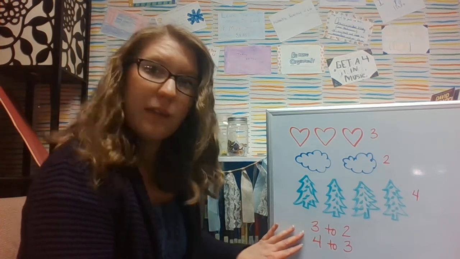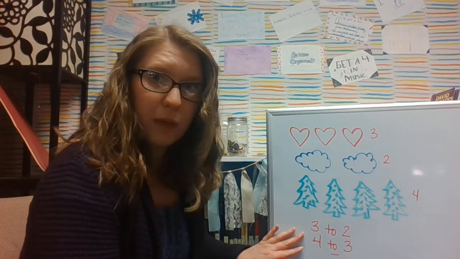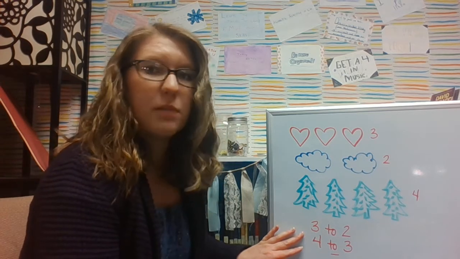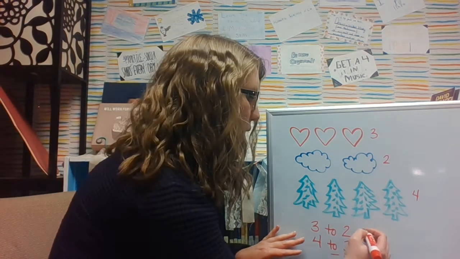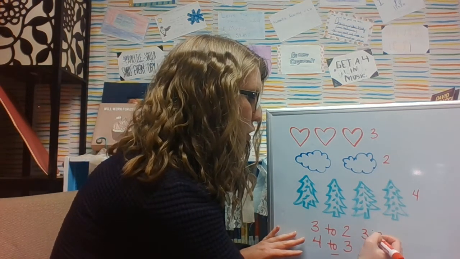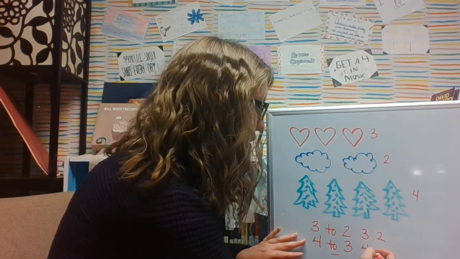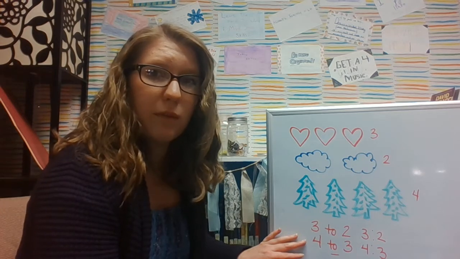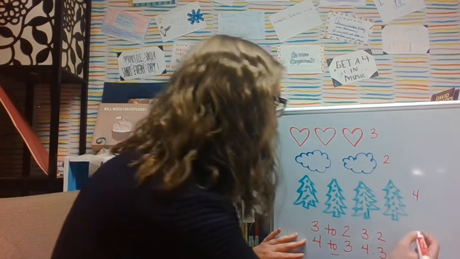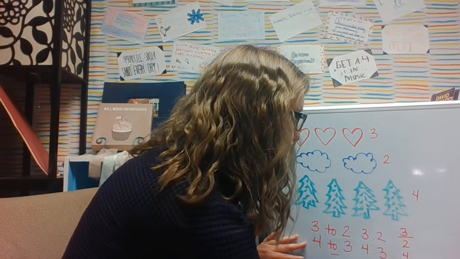This is one way that I can write ratios with the word to. I always read it with that word to, but sometimes I write it differently. So I could also write it as 3 to 2 using a colon, or 4 to 3 using a colon. I can also write ratios as fractions. So 3 to 2, 4 to 3.